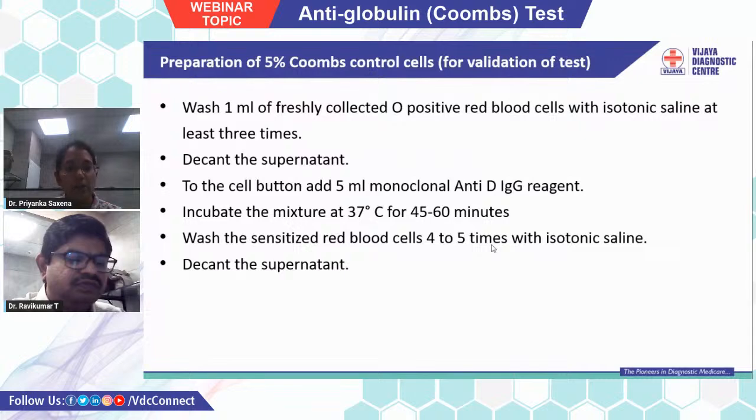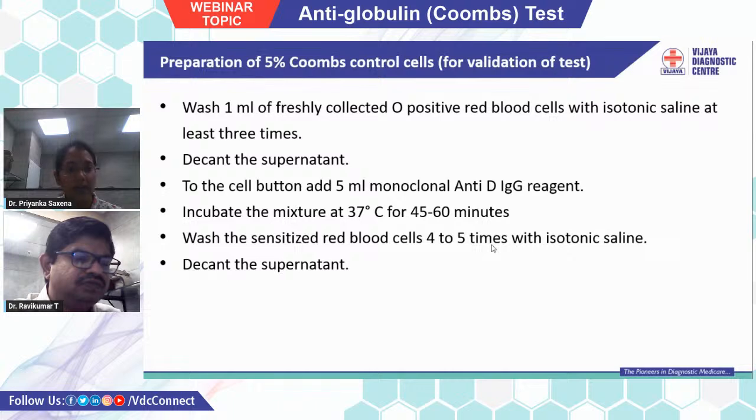Preparation of 5% Coombs control cells. These Coombs control cells, or check cells, are also used for the validation of the test. We take 1 ml of a freshly collected O positive blood sample and wash it with isotonic saline at least 3 times, following which, at the last wash, the supernatant is discarded.